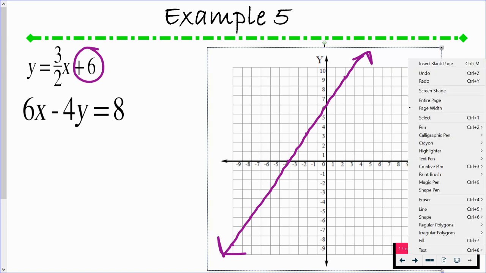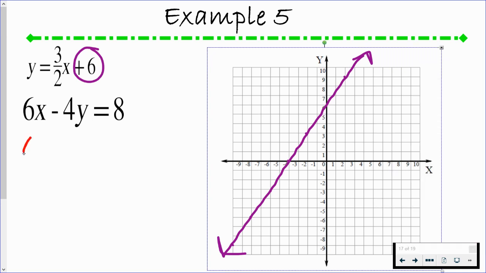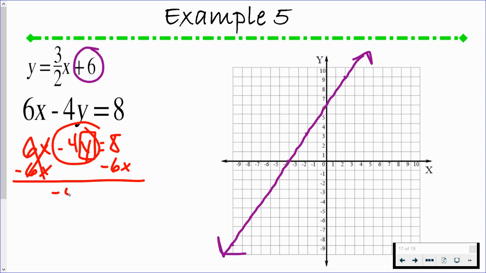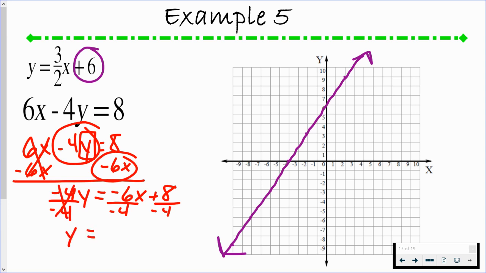My second equation, I have to put it into slope-intercept form. I am going to first subtract 6x. Don't forget, that's a negative 4y. This is a negative 6x plus 8. Now I'm going to divide by negative 4 to every single term. Just be careful here a little bit.